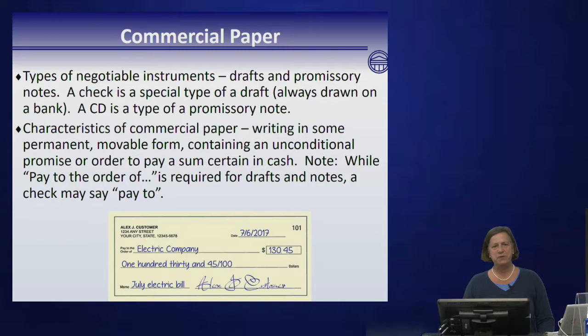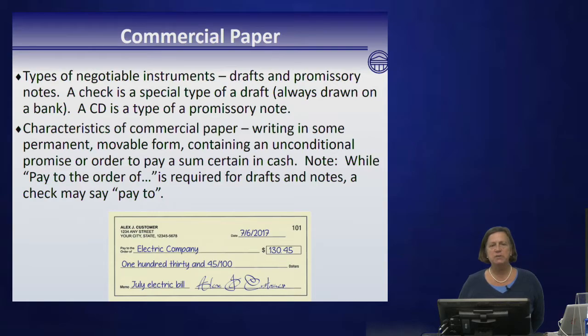Commercial paper was our first topic. So you need to remember that in terms of types of negotiable instruments, there are two types of negotiable instruments. There are drafts and promissory notes. I also referred to promissory notes as just notes. A check is a special type of a draft that is always drawn on a bank. And you need to remember that a certificate of deposit, also known as a CD, is a type of a promissory note.